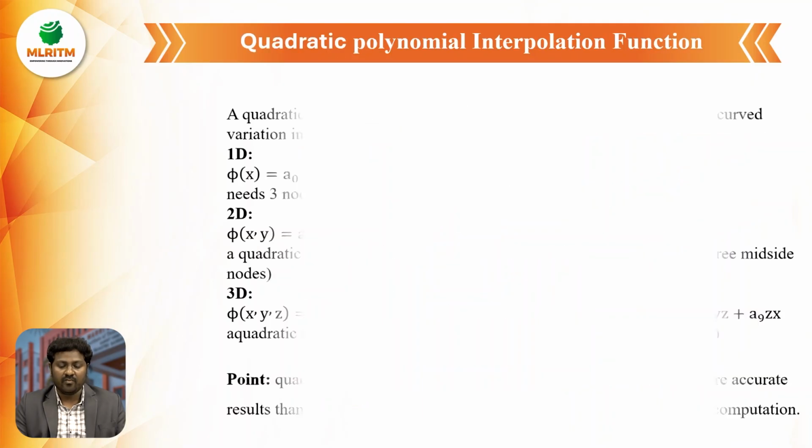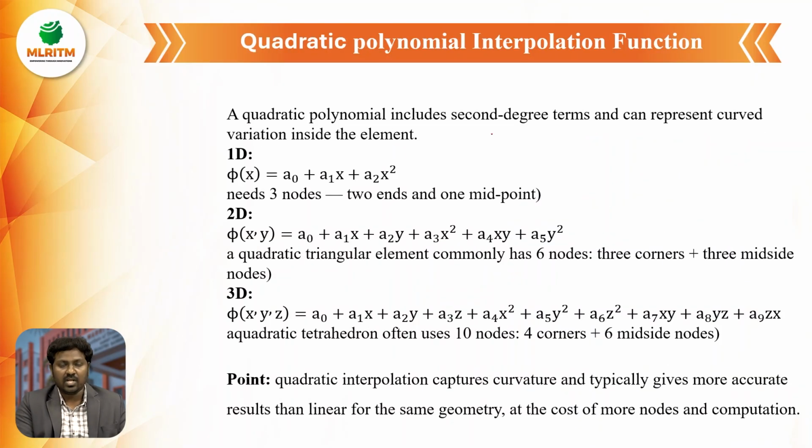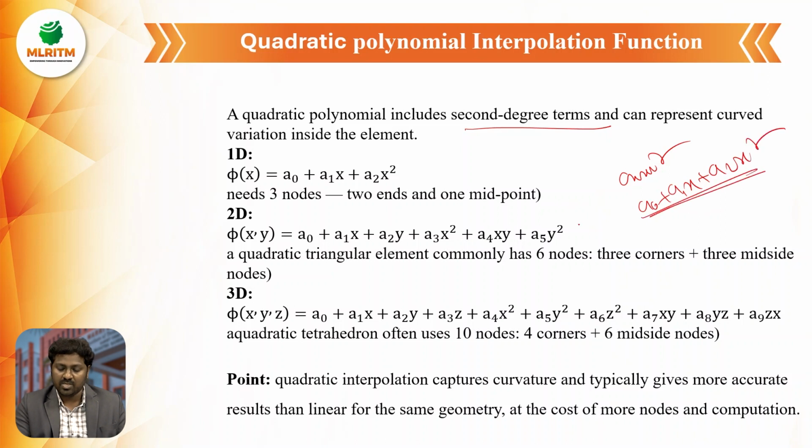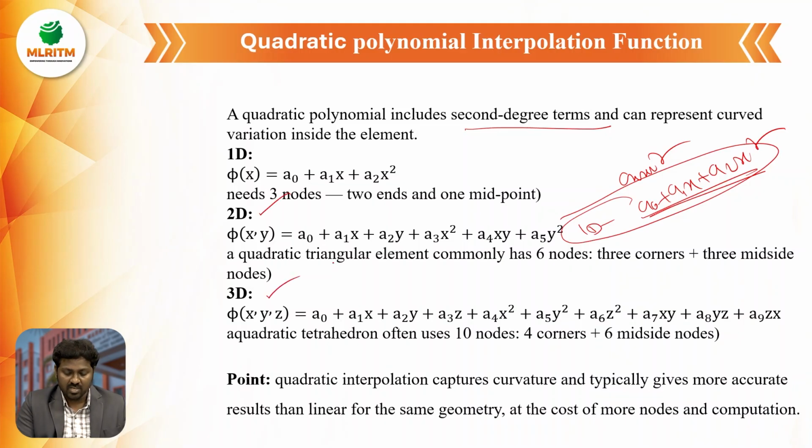Next, the quadratic polynomial function is a second degree polynomial. In one dimension it is a0 plus a1x plus a2x square. Similarly for two and three dimensions, it includes terms such as a3x square plus a4xy plus a5y square. We have x and y directions for two dimensions.